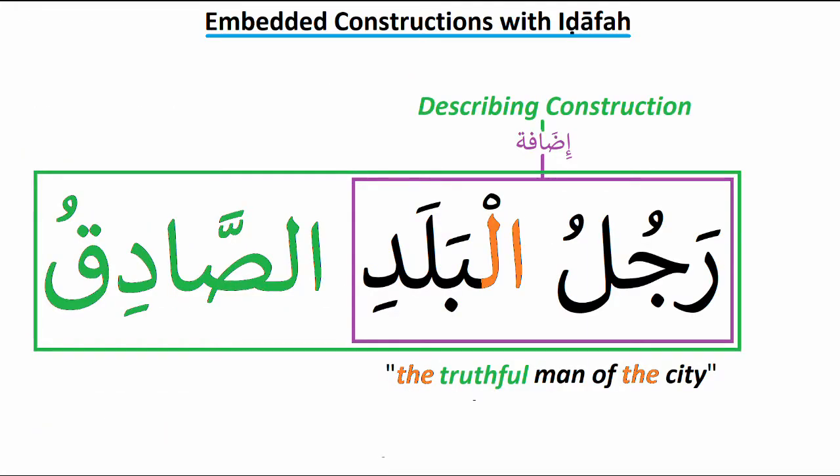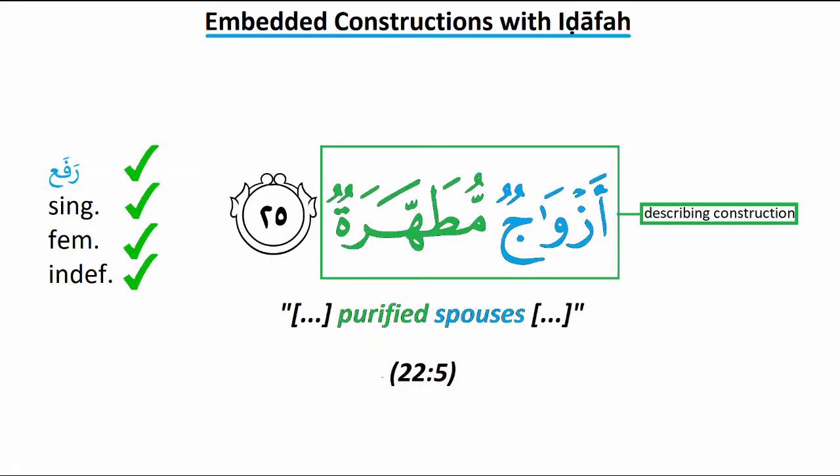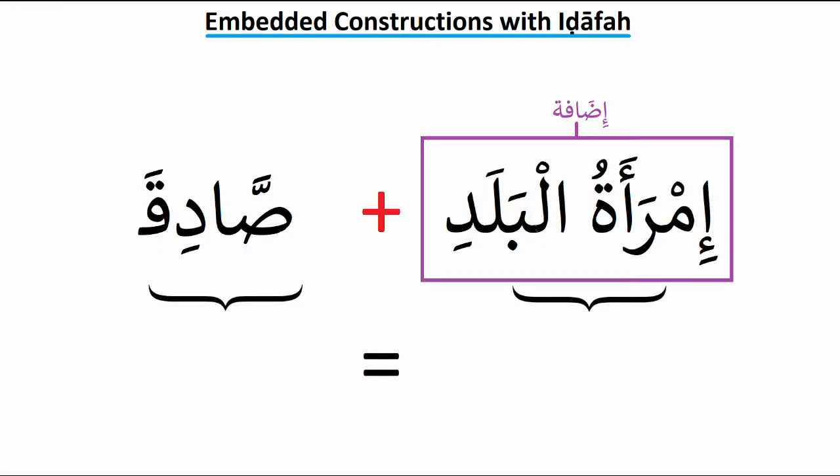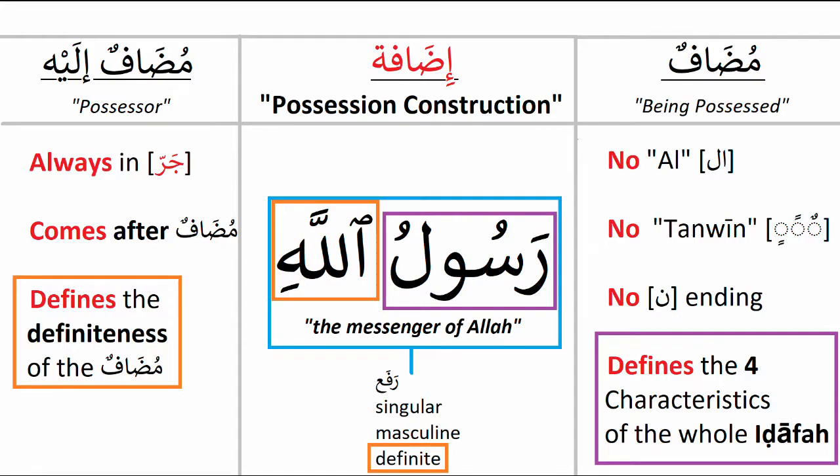So now to idafa that are embedded within describing constructions. As already discussed, two words need to match in their four characteristics in order to make a describing construction. This is no different when an adjective describes a possession construction which acts as a whole unit. As discussed, i'rab, number, and gender are defined by the mudaf, and the definiteness is defined by the mudaf ilayh.